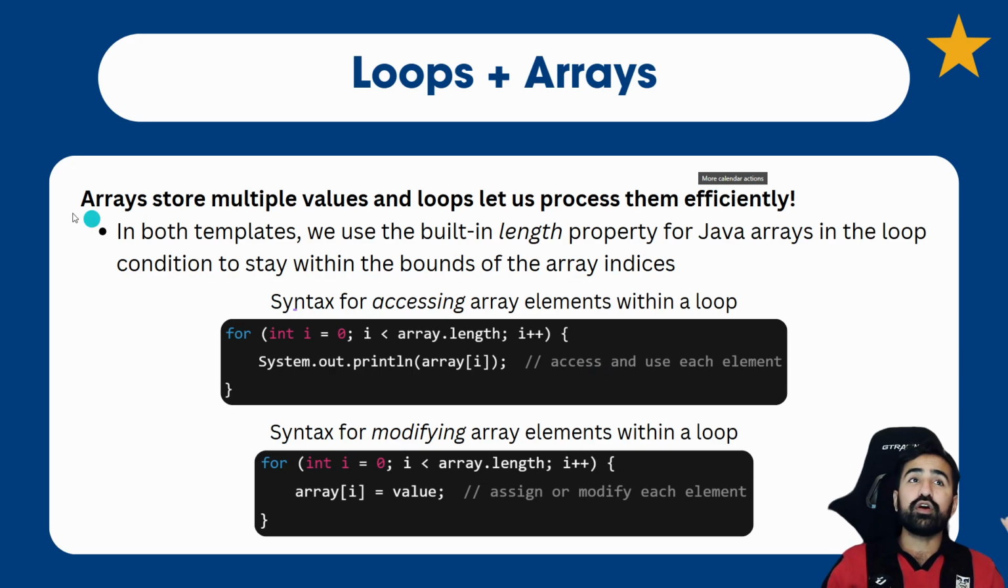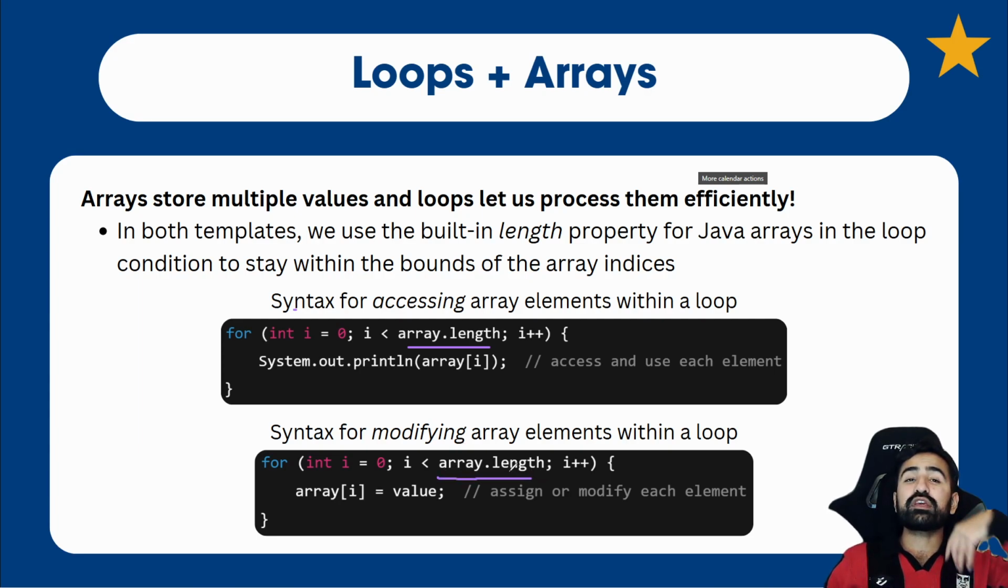Notice we're using the built-in length property. This is how we can appropriately tell the loop when to stop. Well, you should stop when you reach the end of the array. That's why we say array.length. The length property is built in for Java arrays, and it helps us write the loop condition so that we don't go out of bounds. And yeah, that's loops and arrays. They work really well together.